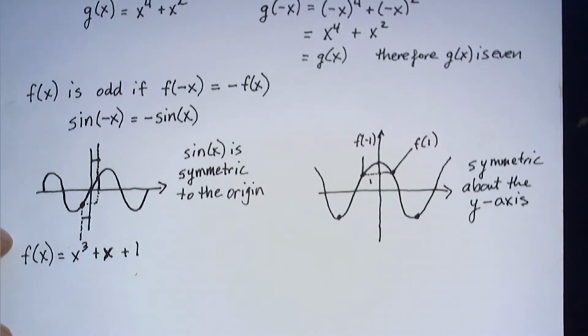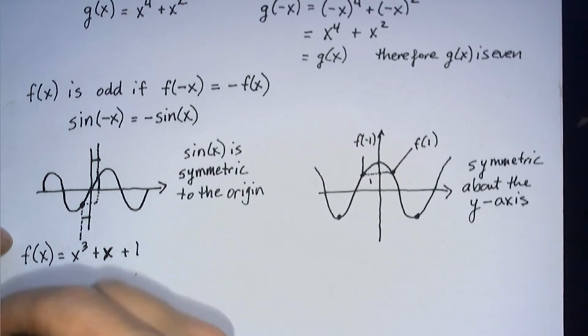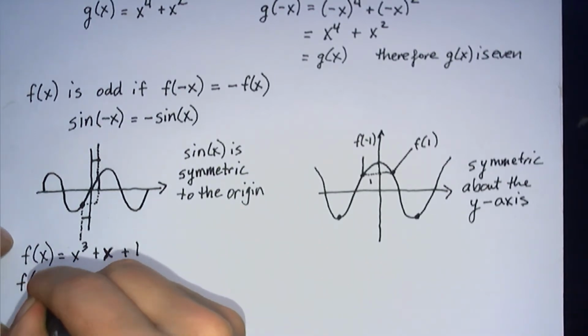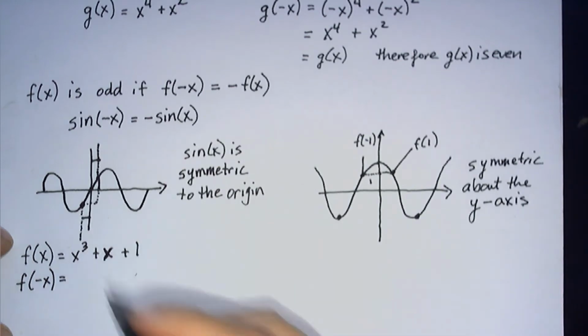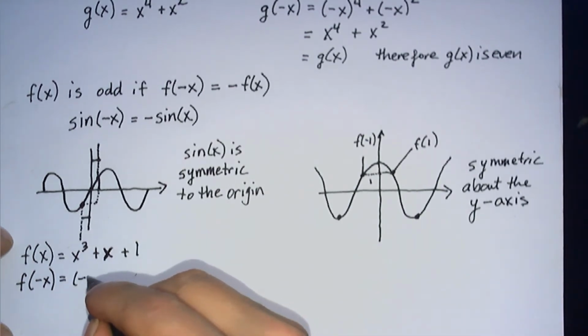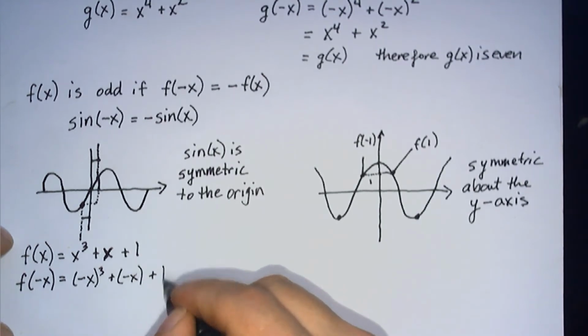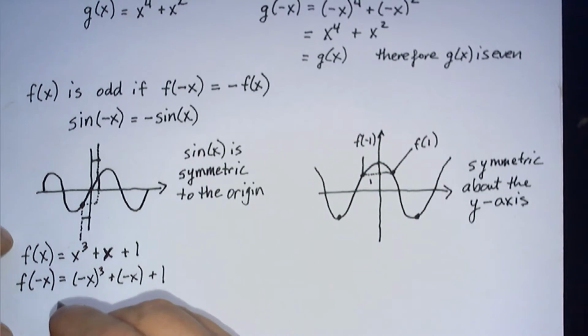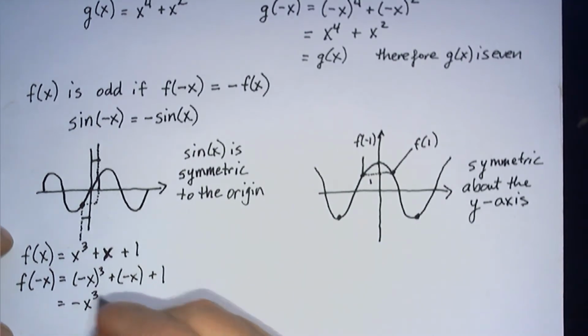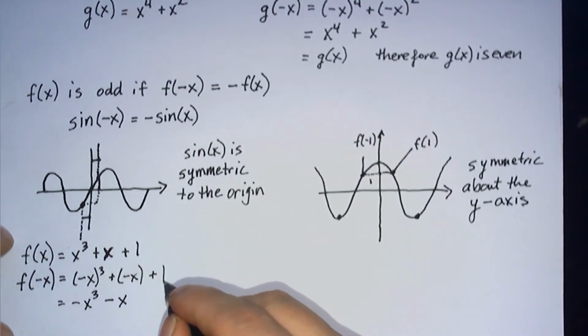from looking at this, you would think, okay, this is x cubed and this is x to the first power, both of these are odd, so that means it's symmetric about the origin and it's odd. But that's not the case. So let's find out what f of minus x is. F of minus x is negative x cubed plus negative x plus 1. Now, this indeed becomes minus x cubed, and this becomes minus x, but this sign doesn't change.